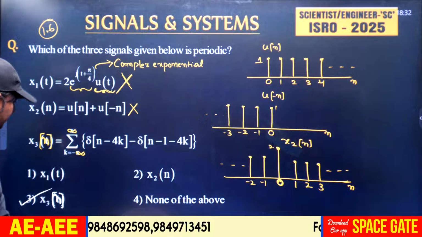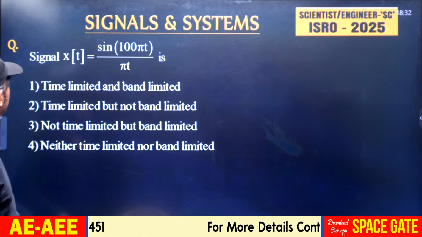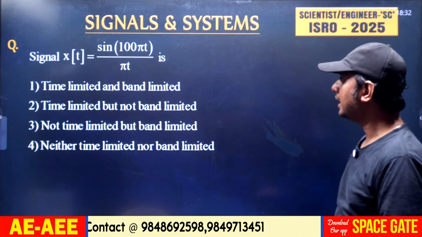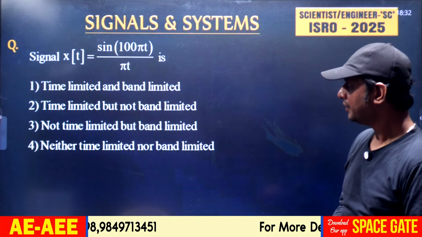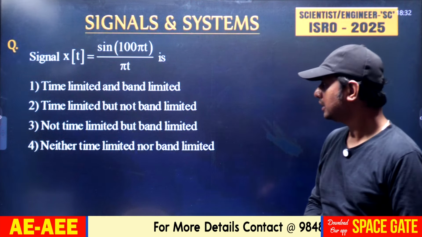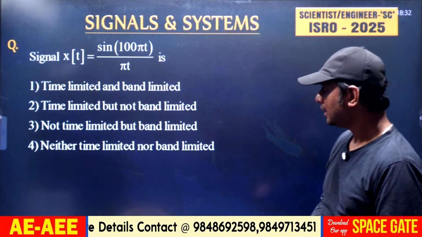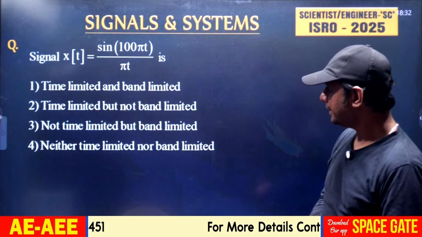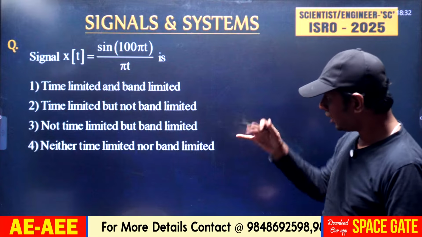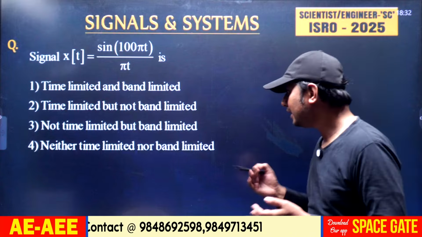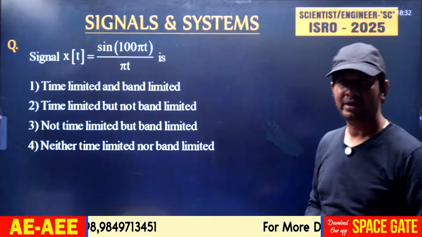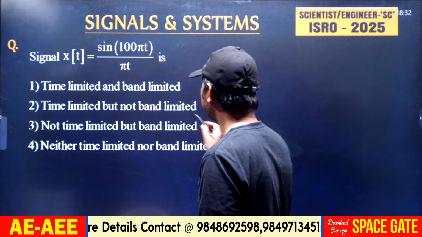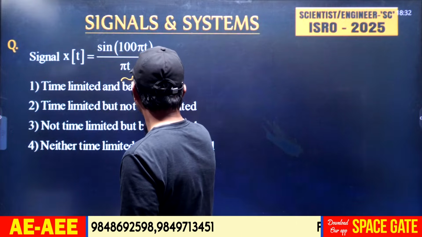Let us look at the next question. The signal x of t is equal to sine 100 pi t by pi t. He has given 4 options: time limited and band limited, time limited but not band limited, not time limited but band limited, neither time limited nor band limited. So first of all, the first doubt is, band means frequency. Band means here frequency.